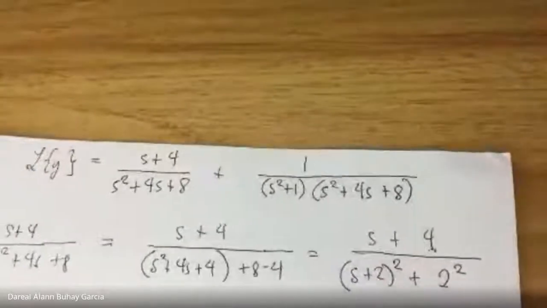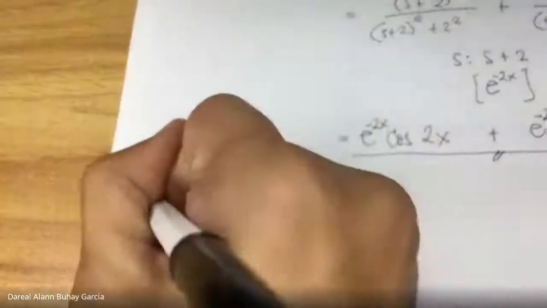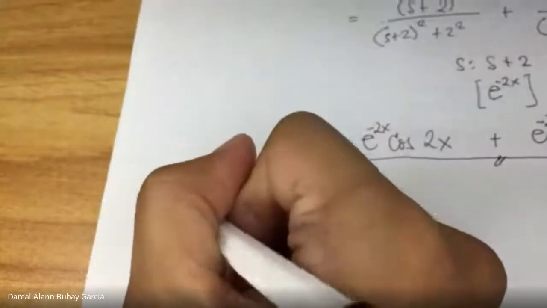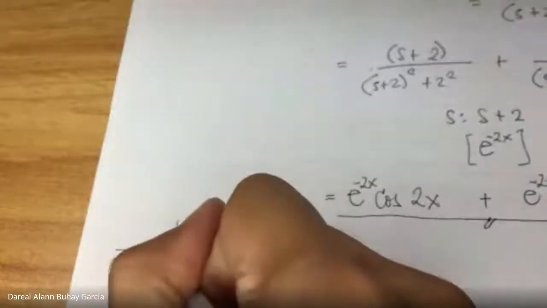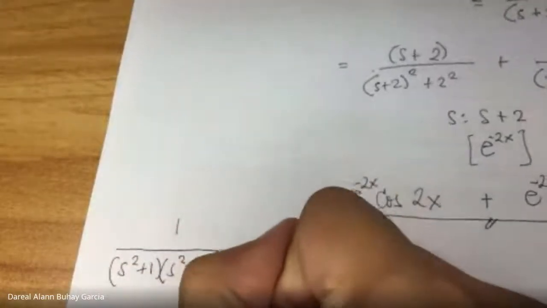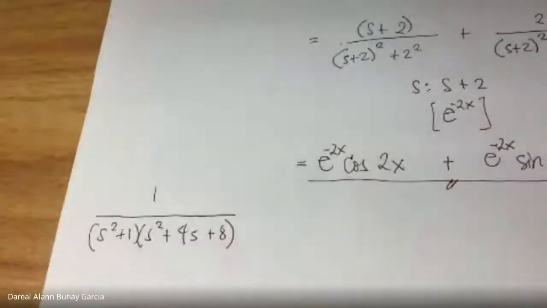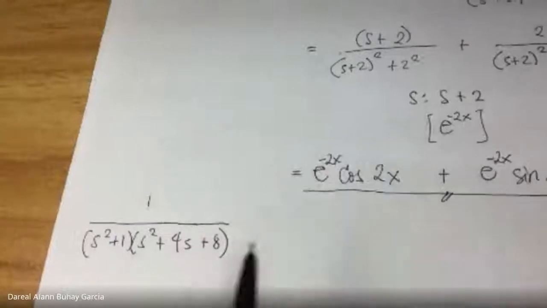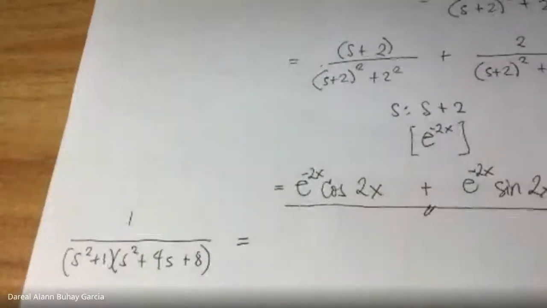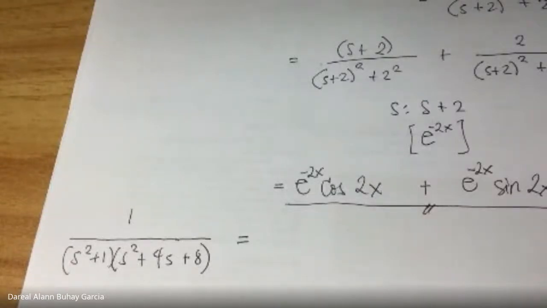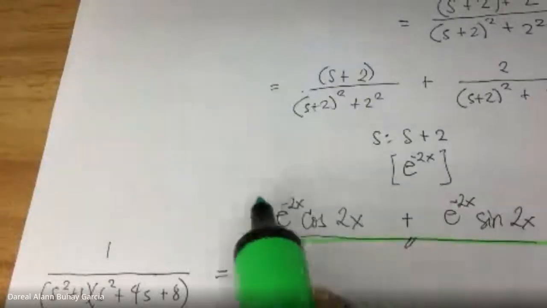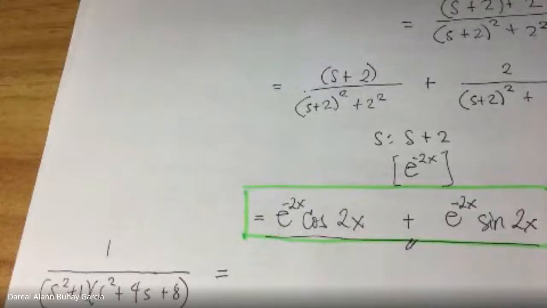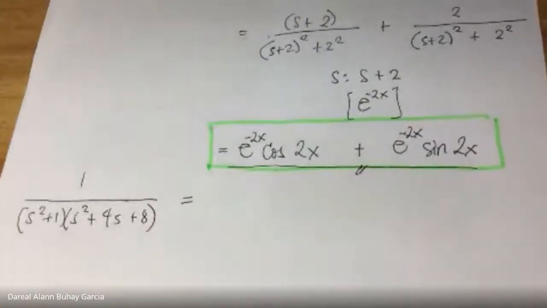So, how about this one? 1 over s squared plus 1, times s squared plus 4s plus 8. Let's check if it can be separated. No, it cannot. It is definitely partial fraction. So this one, standby for the final answer, based on the form of its partial fraction.